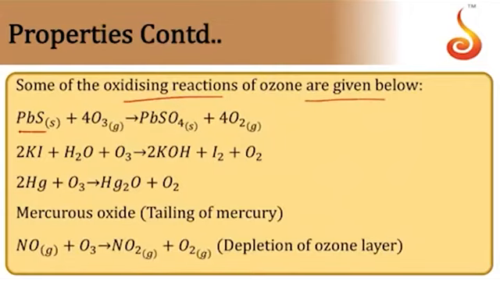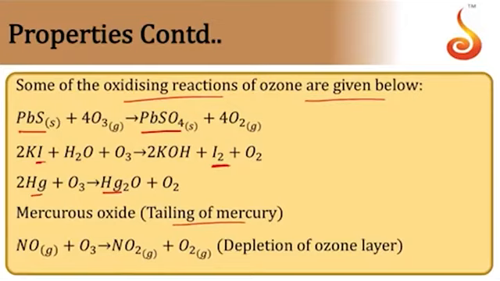It oxidizes lead sulfide to lead sulfate. It oxidizes potassium iodide to iodine. And then mercury to mercurous oxide. It's actually known as tailing of mercury.